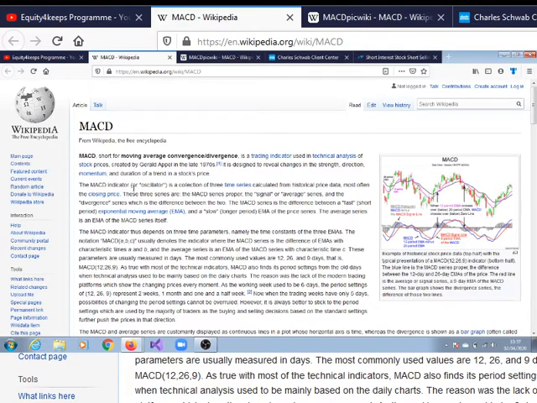The MACD indicator or oscillator is a collection of 3 time series calculated from historical price data, most often the closing price. These 3 series are the MACD series proper, the signal or average series, and the divergence series, which is the difference between the two. The MACD series is the difference between a fast short period, which is usually the 12 exponential moving average, and a slow longer period, which is I think the 26 EMA of the price series. The average series is an EMA of the MACD series itself, which is probably 9.